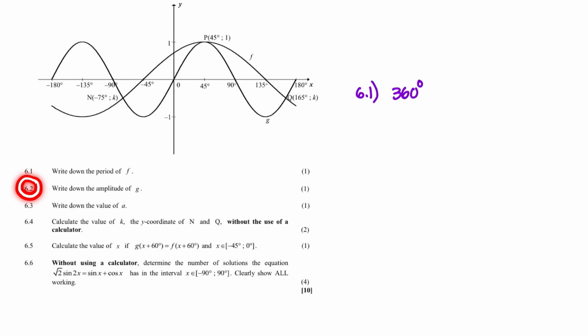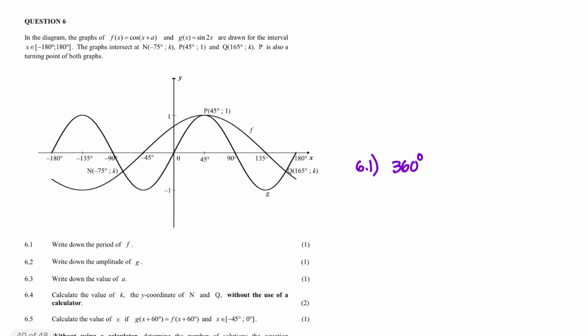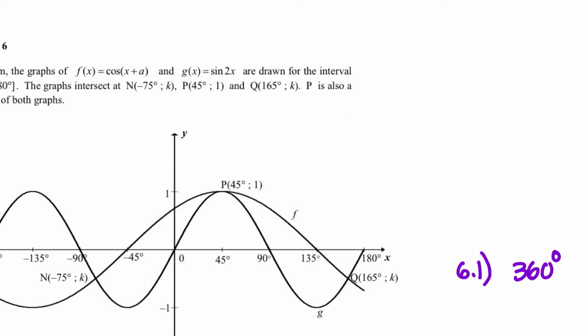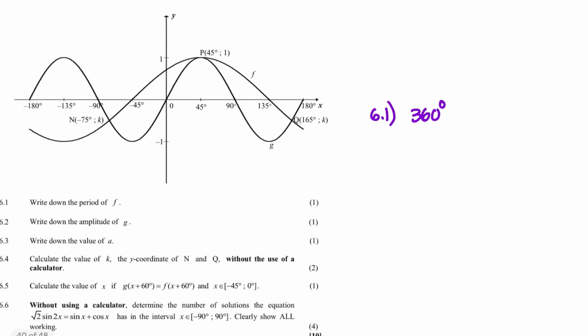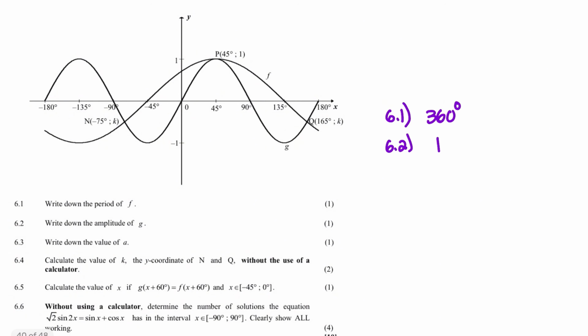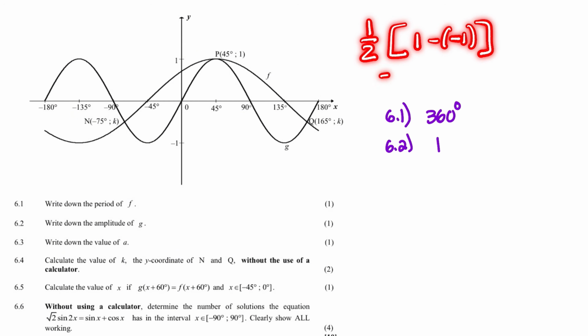6.2. Write down the amplitude of g. There's two ways to find the amplitude. The easiest way is to look at the coefficient of sine 2x, and that coefficient is 1, so the amplitude is equal to 1. The other way is to look at the maximum value and the minimum value, which is plus 1 and minus 1. And the amplitude calculation is a half times the maximum minus the minimum, and that also gives you 1.